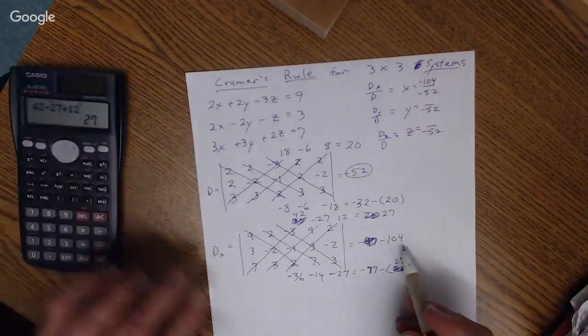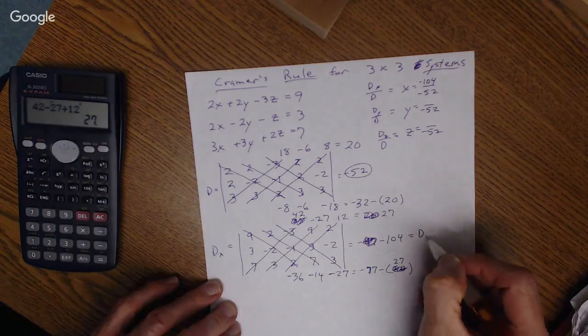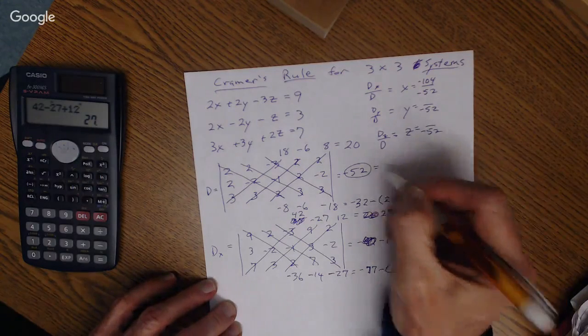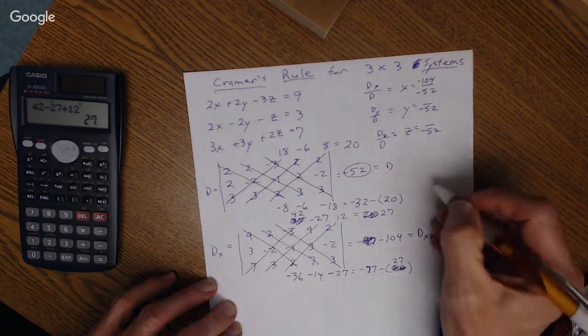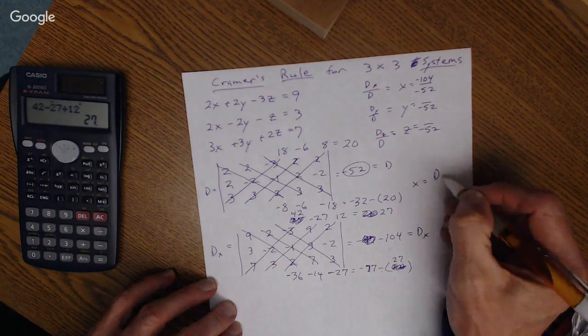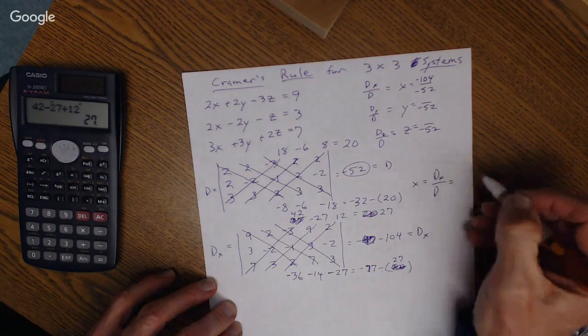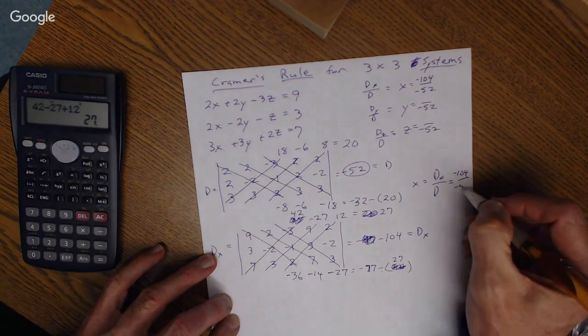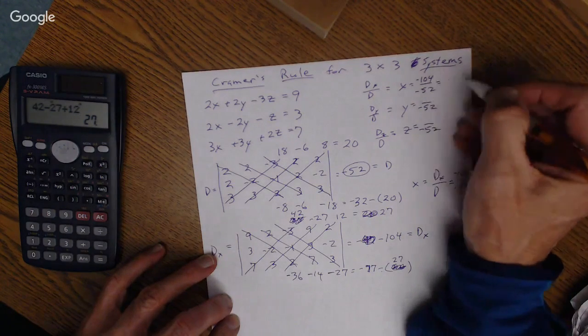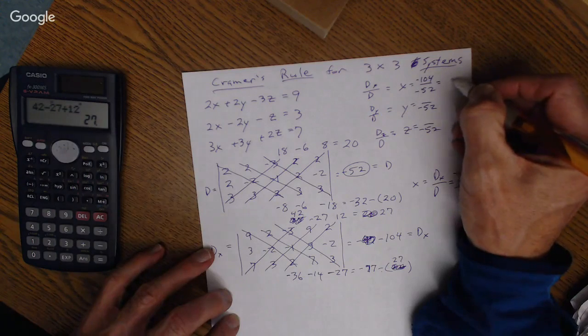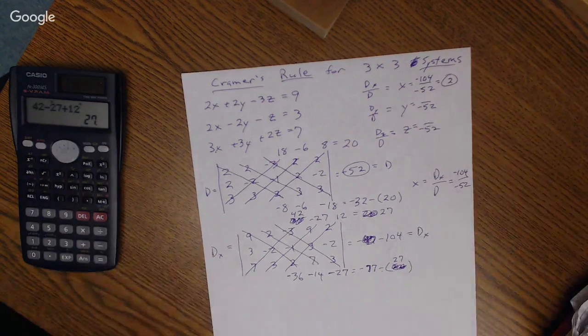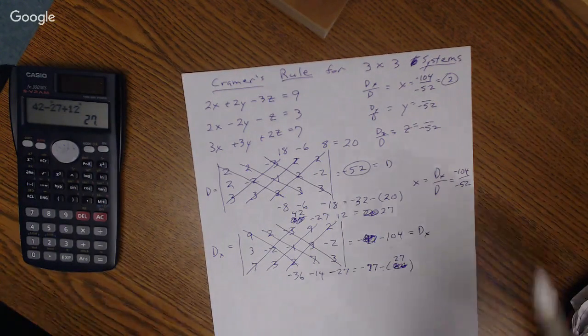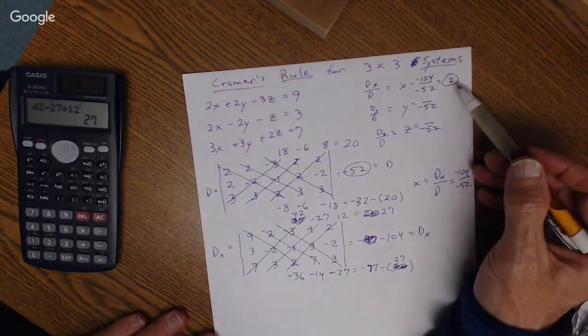So this is 104 is dx, and -52 is d. So x is always going to equal dx over d, which is going to be -104 divided by -52. So that turns out to be negative or positive 2, right? So x is positive 2. And it'll always be a whole number. I'll make it come out to be a whole number.